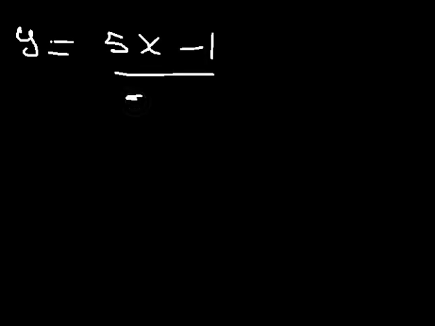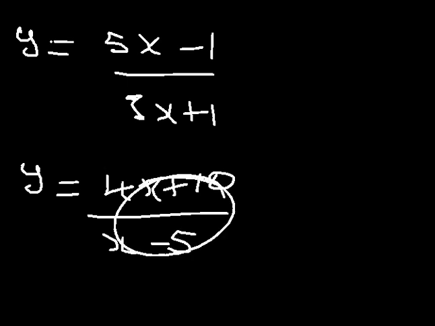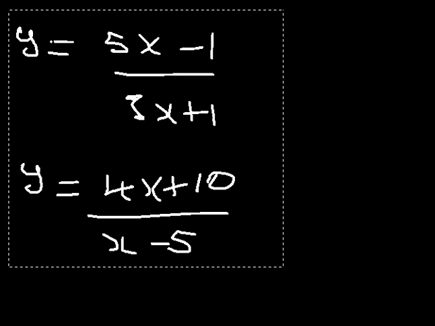And also check this one out and try to have the solution at your own time. Let's say we have y is equal to 5x minus 1 over 3x plus 1. And also try this one: 4x plus 10 over x minus 5. So try to have the graph of those functions, and deduce the intercepts as well as the asymptotes.